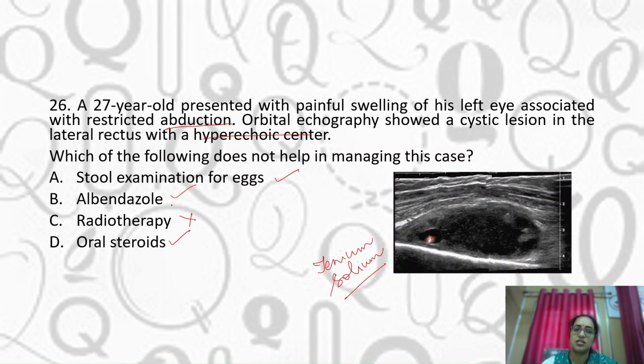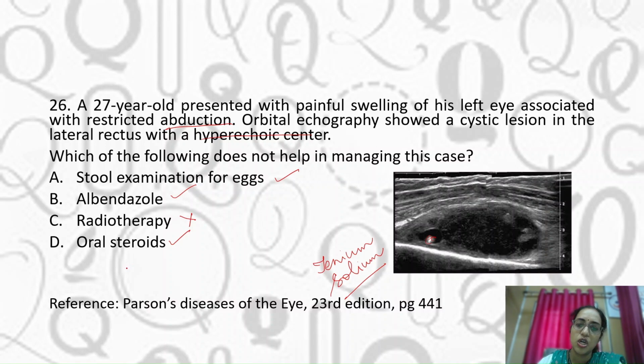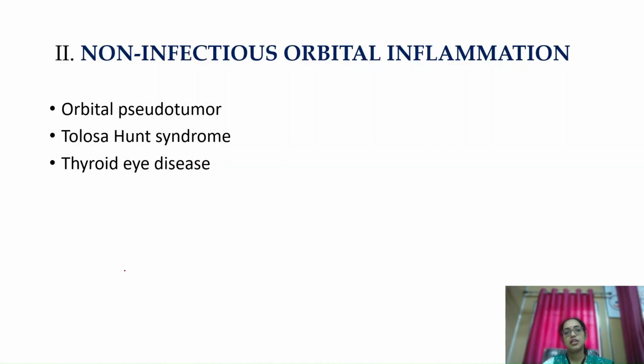Oral steroids, yes. So albendazole is the mainstay of therapy for around 4 weeks along with systemic steroids to control the inflammation. Radiation is not at all recommended for cases of orbital cysticercosis. So this is about infectious orbital inflammation. So we'll continue with non-infectious orbital inflammation in the next week. Thank you.